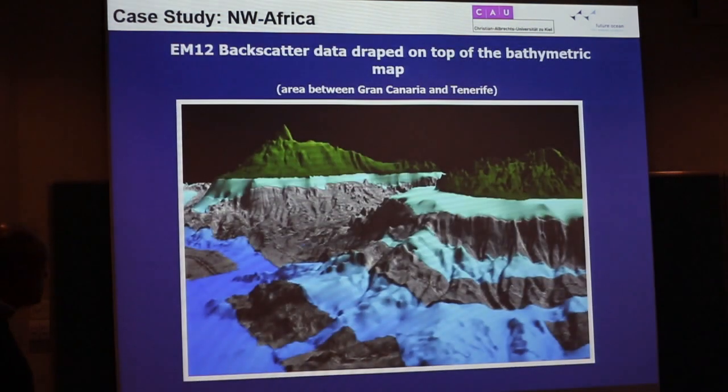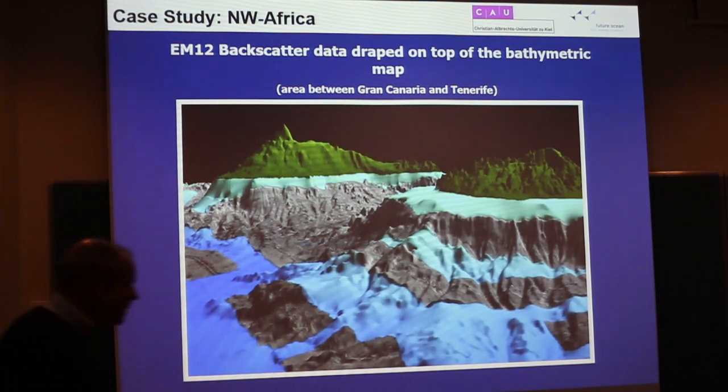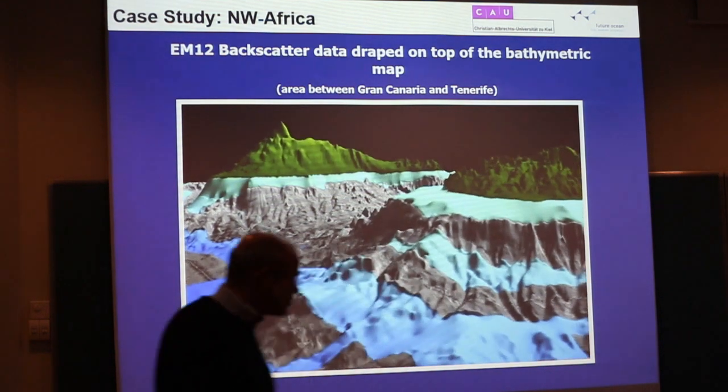I can show you the movie also from the Canary Islands. Tenerife here, Gran Canaria here. We were just here between these islands. The grayish colors are backscatter data, which tells us something about the sediment type or grain size or roughness of the seafloor. And then we have the navigation model, that's the coastline. And then we can use the data to fly around.